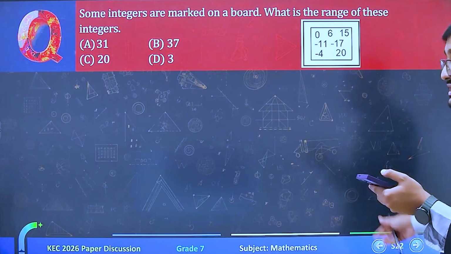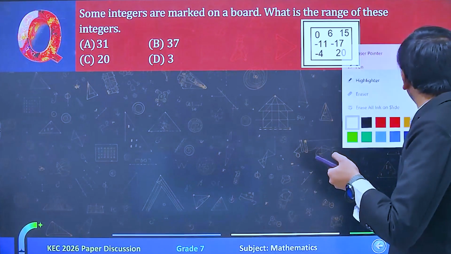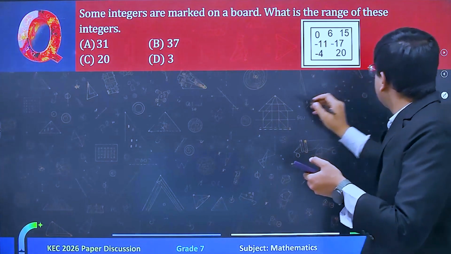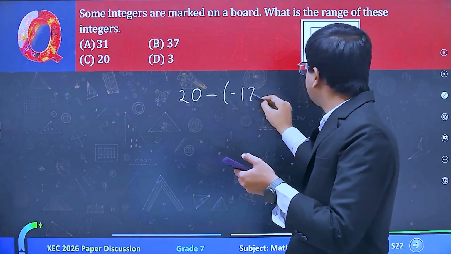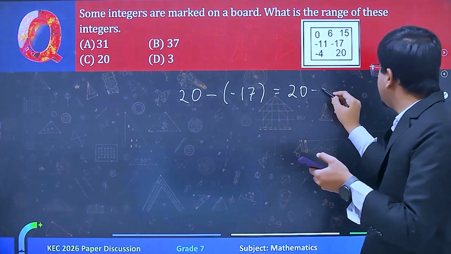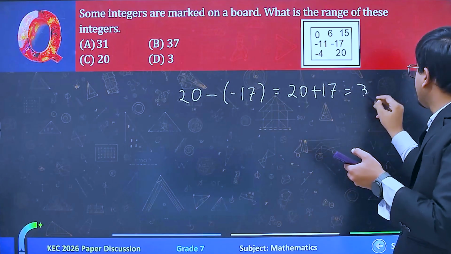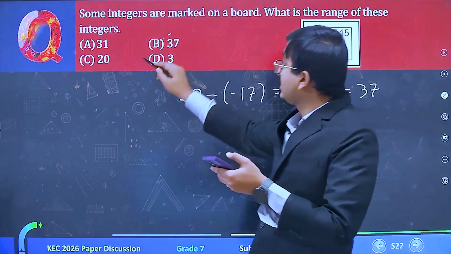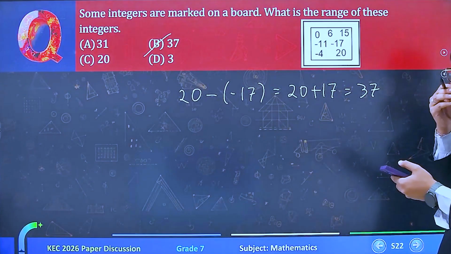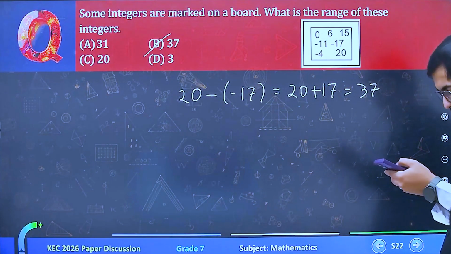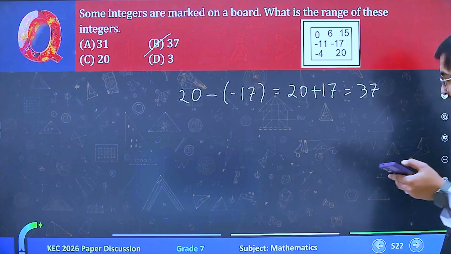Correct. Minimum is minus 17. The difference between them is 20 minus of minus 17. That is 20 plus 17, 37. Clear? That's it. Okay, clear. Next.